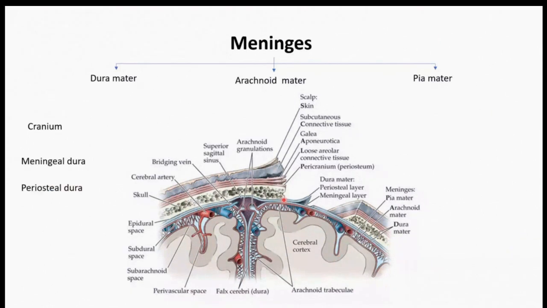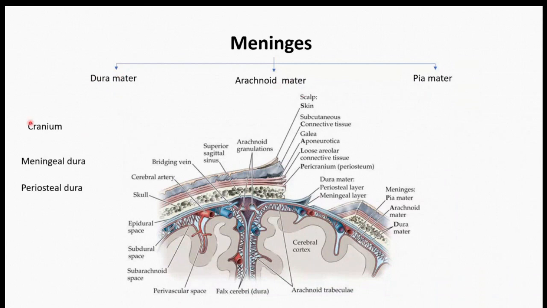We'll talk about the anatomy of the intracranial compartments, which is the meninges. And as you know, the meninges are the covering of the brain. There are three layers. We have the dura mater, we have the arachnoid mater, and we have the pia mater. The closest one to the brain is the pia mater, and the furthermost, or the outermost one, is the dura, and we have the arachnoid.